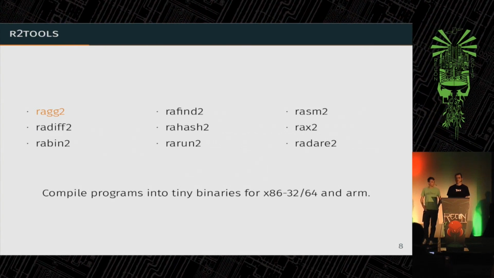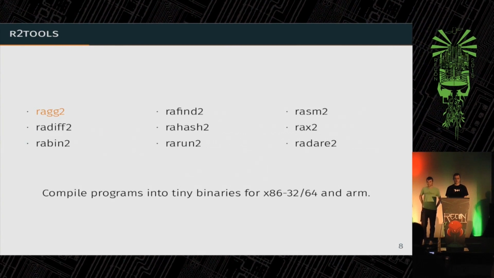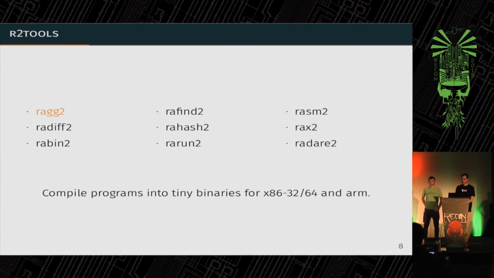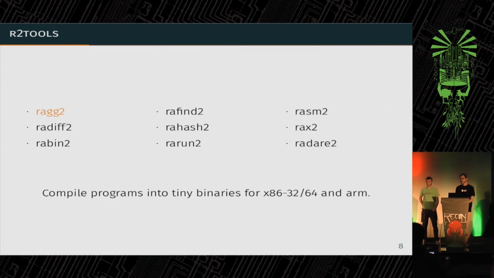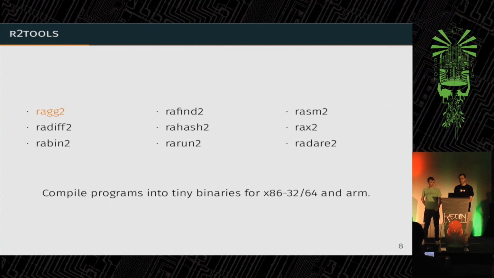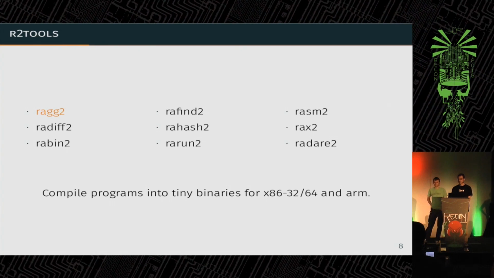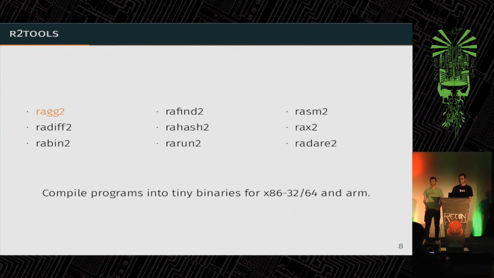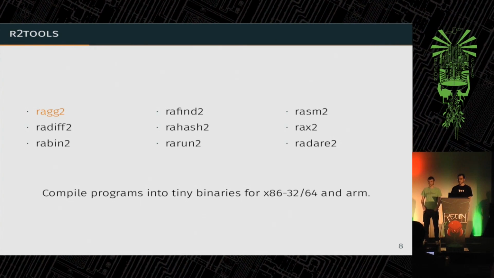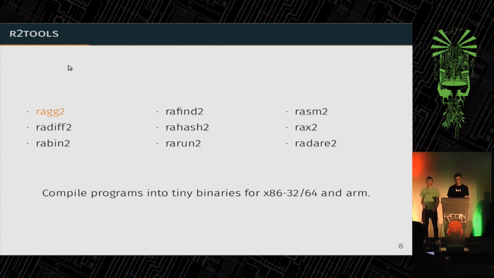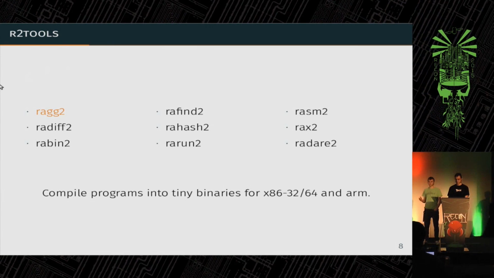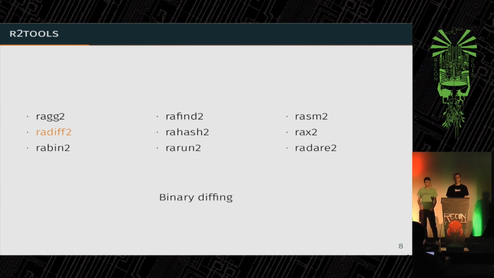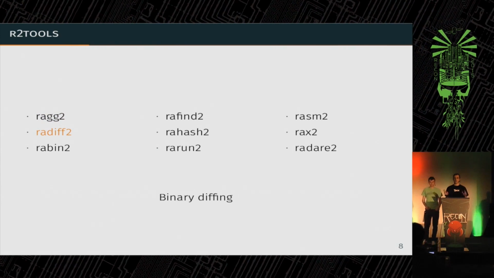I said that it was a suite of tools, and now we are going to detail them a little bit. R2 comes with a large suite of tools. All of them, their names are relatively descriptive of what they do. Some of the included tools are Ragg2, which is a front end to a shellcode compiler called Regg. It can compile programs into tiny binaries, generate shellcodes, just generally what you would expect out of a shellcode tool. Radiff2 is used for binary diffing, so you can have this sexy view with the graph and the highlighted parts that are different.